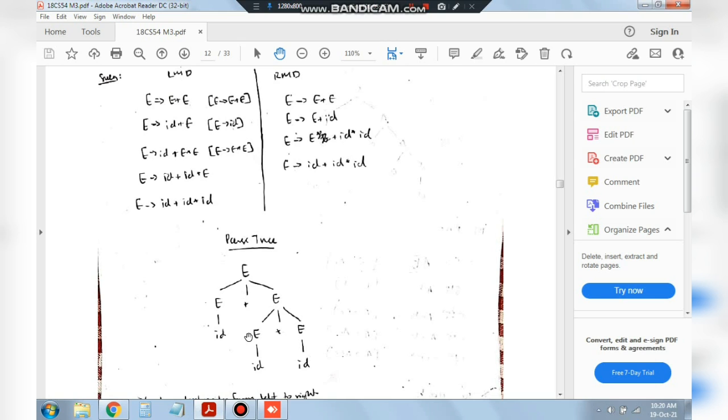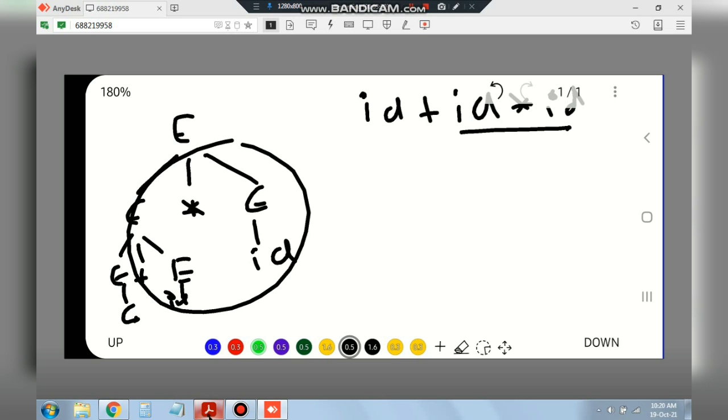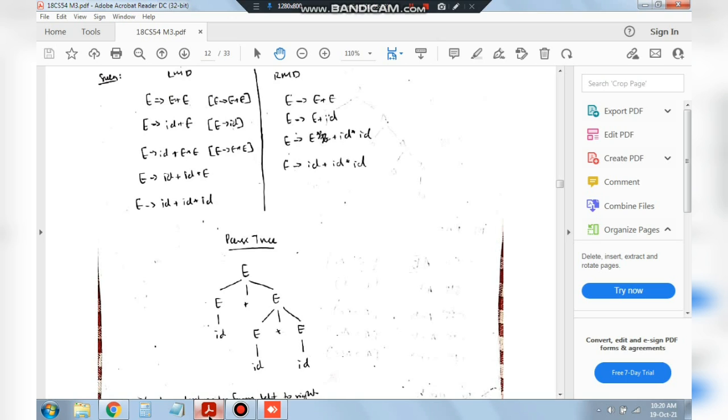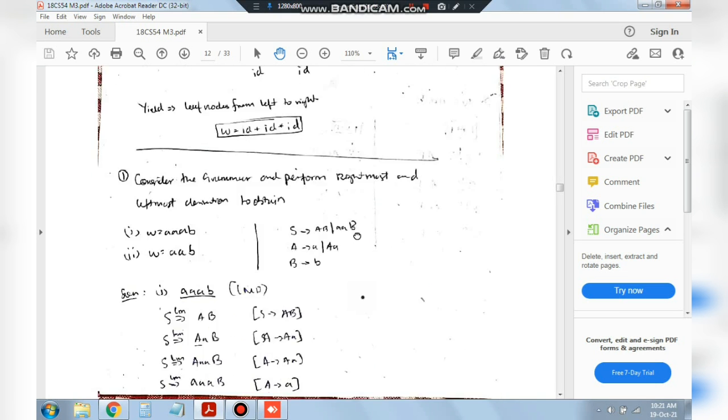As you can see, they are not the same. See, here it's plus first, but here it is into. Okay, so these two parse trees are not the same. So whenever we get different parse trees for the same string, when we start from the left and the right, it's known as an ambiguous grammar. Okay, so that's what we'll be discussing now in the upcoming topic.